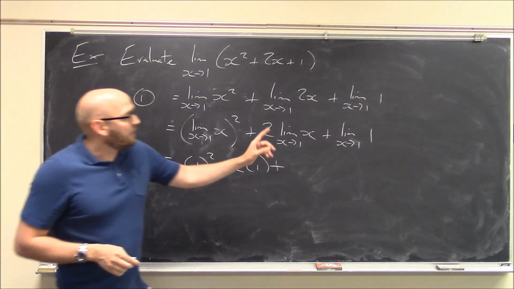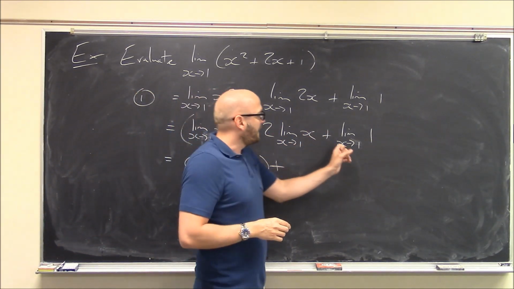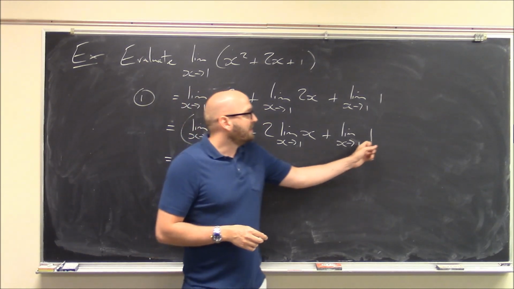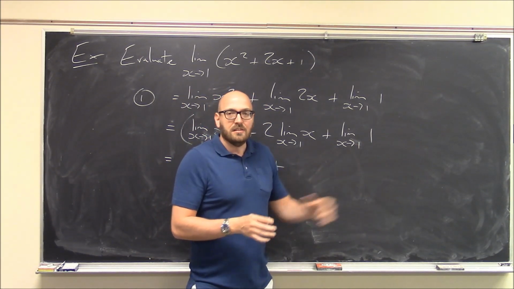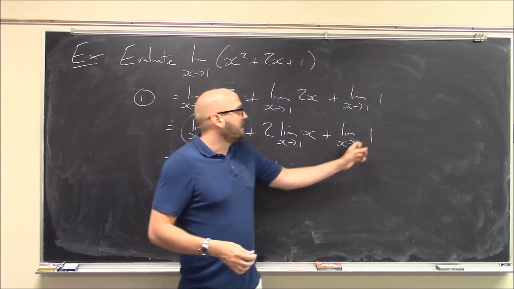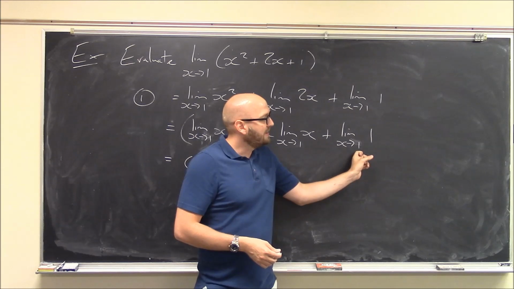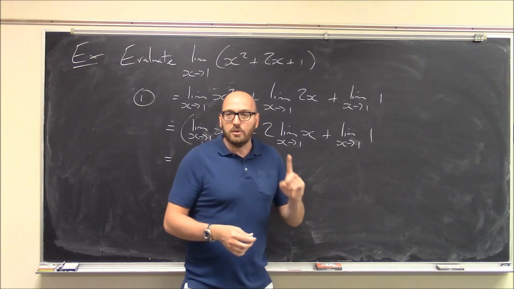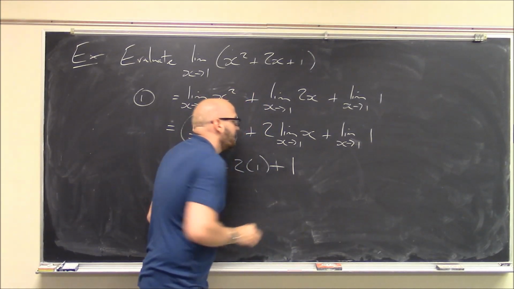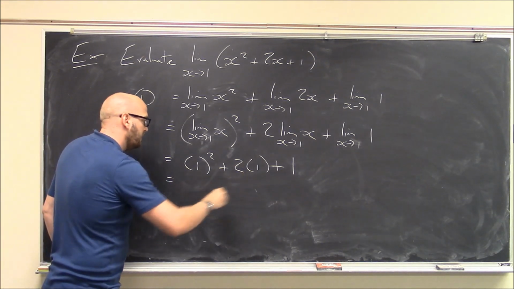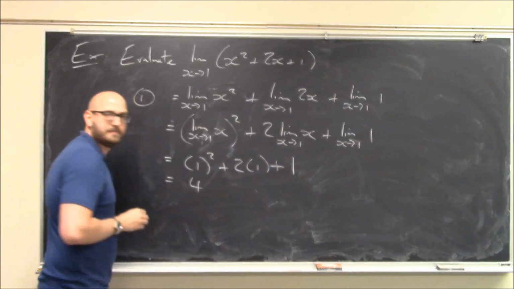Now a limit like this quite often throws students off, but if you really think about what this is, it's the function 1. Meaning, it doesn't matter what x is, x can be any value at all, the function always equals 1. So as x approaches 1, what's the function equal? It's always 1. So it's approaching the value 1. And this is just 1 plus 2 plus 1, which is 4.